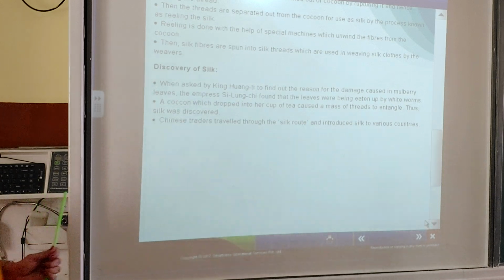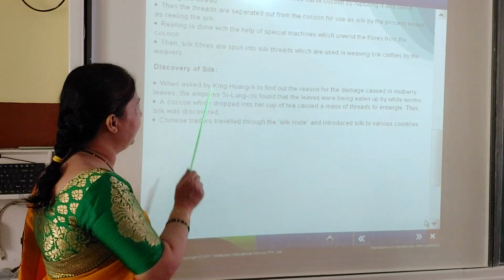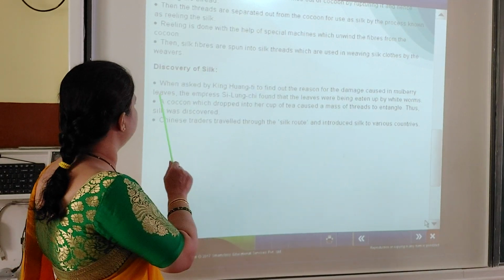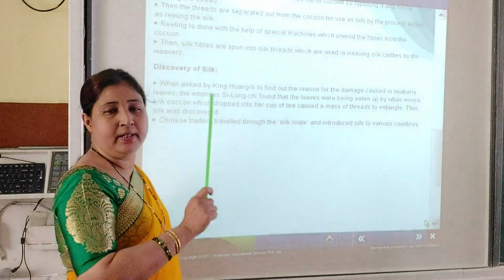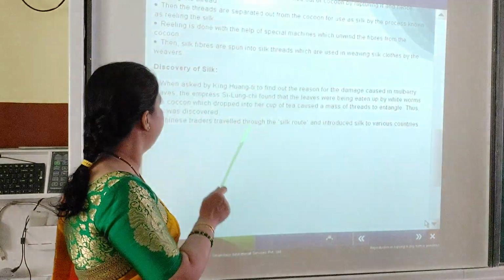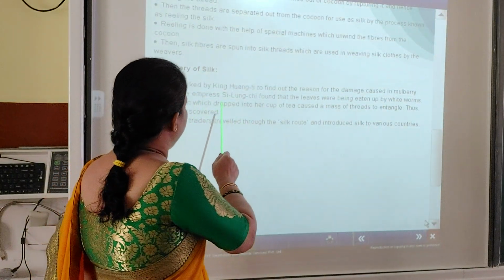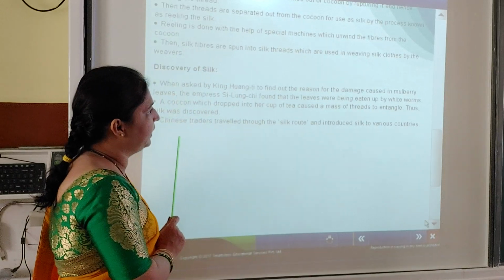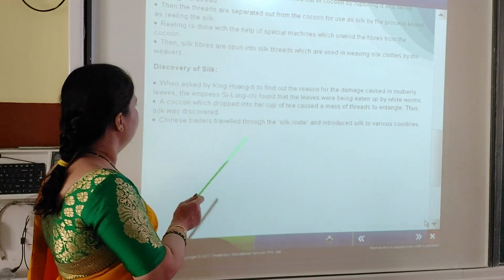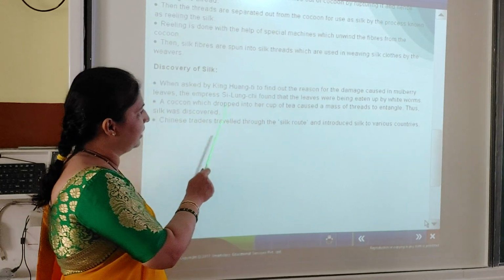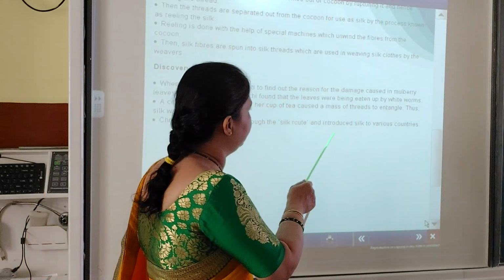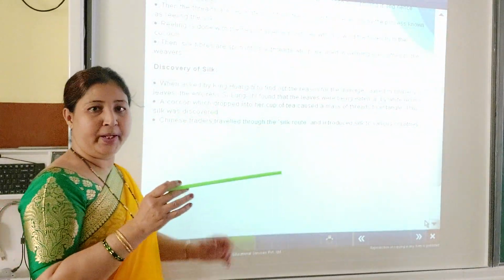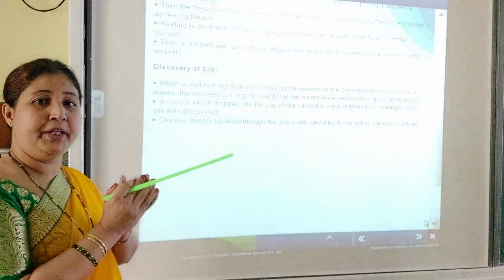Then how was silk discovered? The king Yungti asked to find out the reason for the damage caused to the mulberry leaves. So there was damage in the mulberry leaves. During that time, the Empress Sai Yungti found that the leaves were being eaten up by white worms. A cocoon which dropped into a cup of tea caused a mass of threads to entangle. Thus silk was discovered.